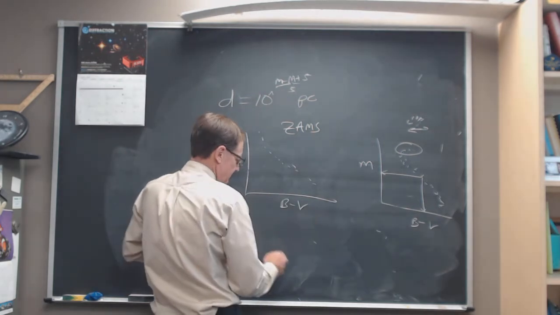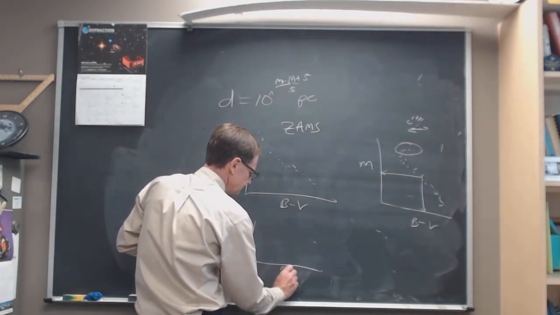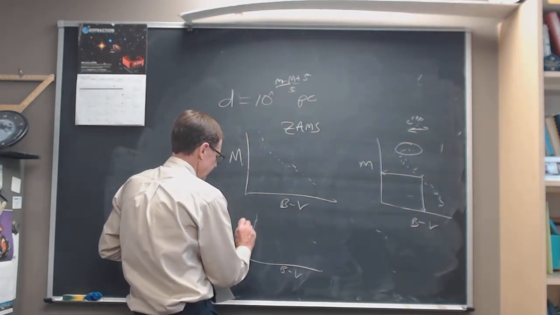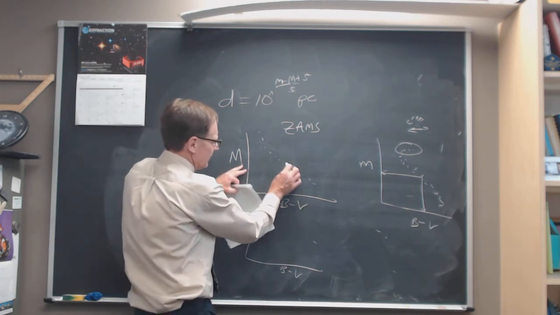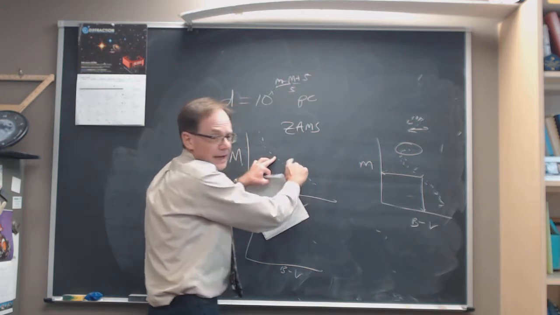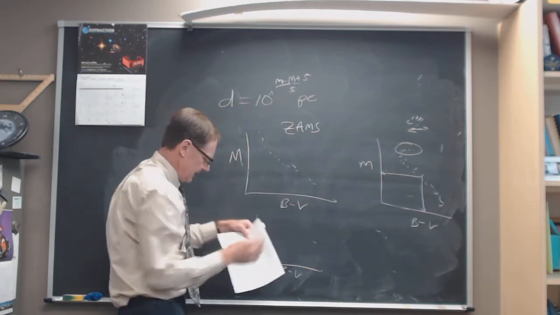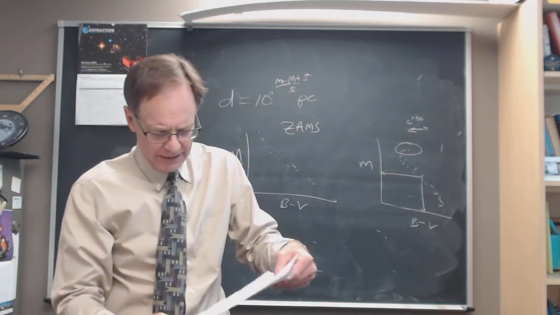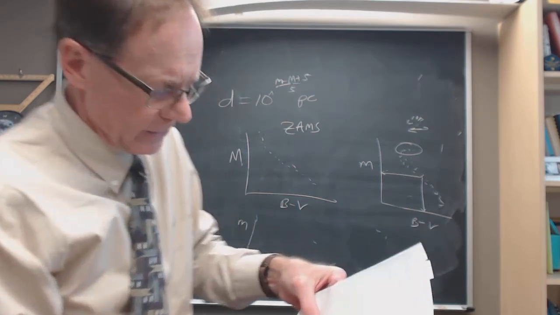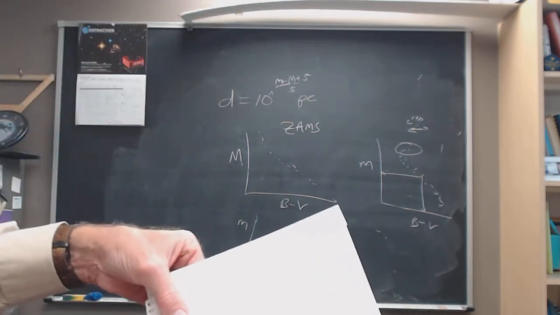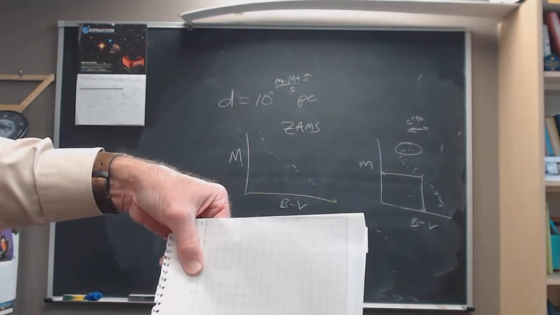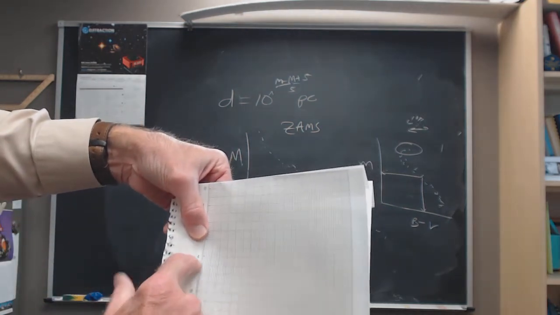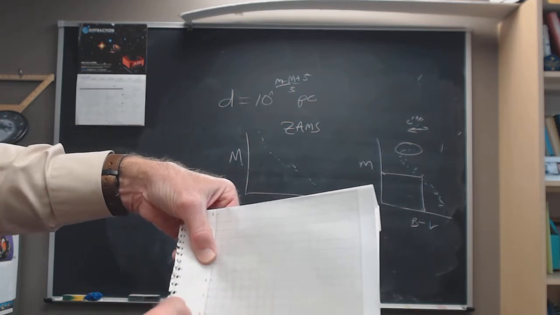Get the B minus V of the Pleiades lined up with the B minus V of the zero-age main sequence, slide it vertically until your two main sequences overlap, and then see how these scales line up. If we got this overlap at this point right here, I'm just guessing here, but suppose those overlapped right there, then 6 aligned with 3, 5 aligned with 2, 4 aligned with 1, and the difference is 3.